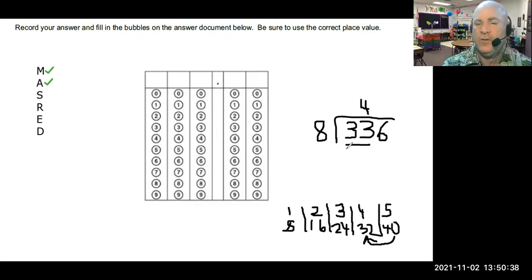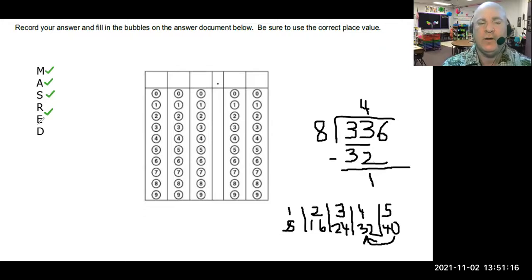The 32 is our answer. The S and the R stand for now subtract, so that you can find a remainder. So let's do that. We'll go ahead and subtract 32 from 33, or 33 minus 32 is 1. That's our remainder.